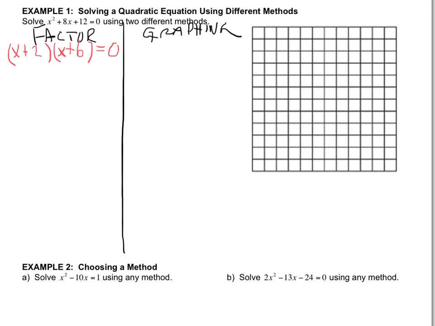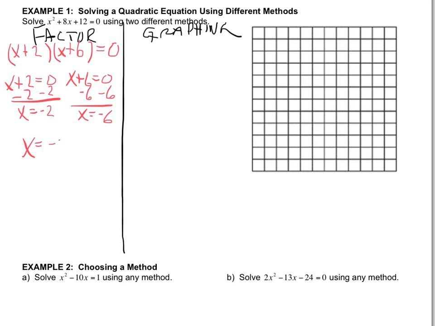At this point, we would set each of these expressions equal to 0, and then solve by isolating the x. So x equals -2 and x equals -6. The solutions to this quadratic are x equals -2 and x equals -6. That is solving it by the factor method.